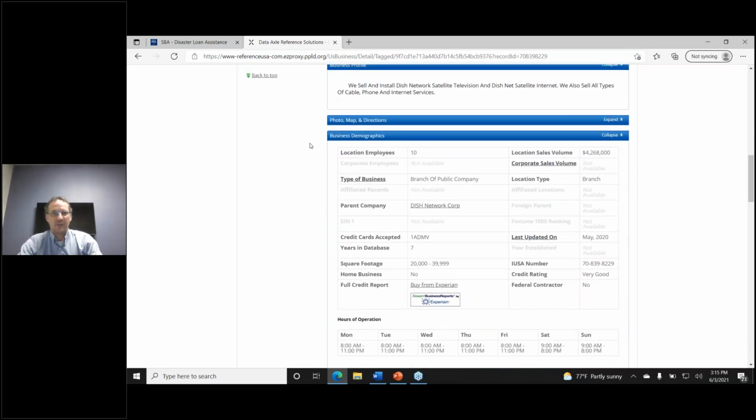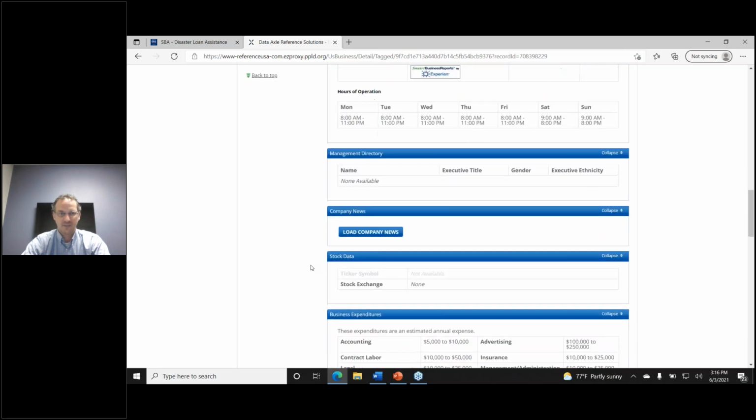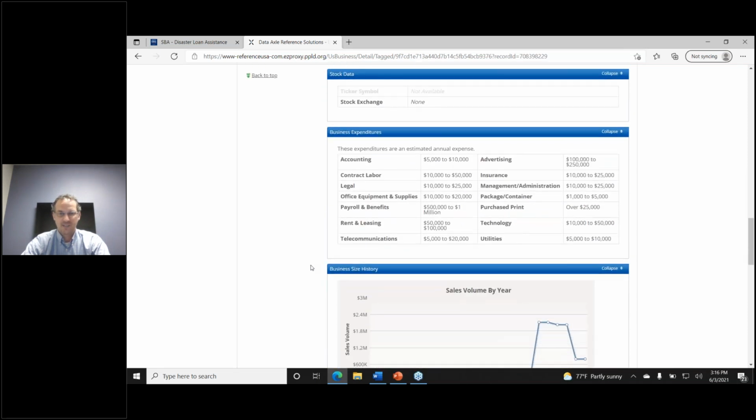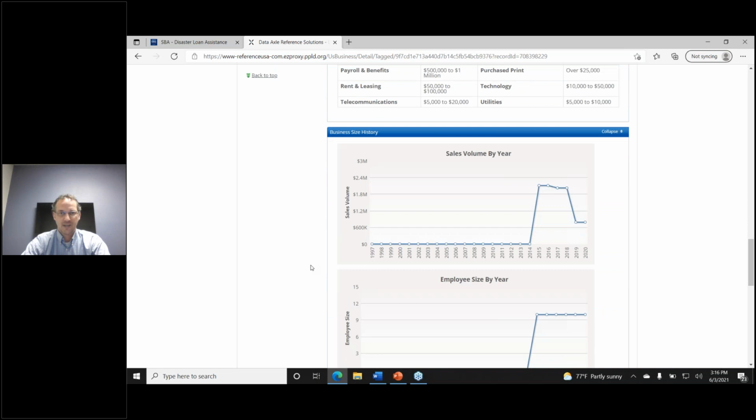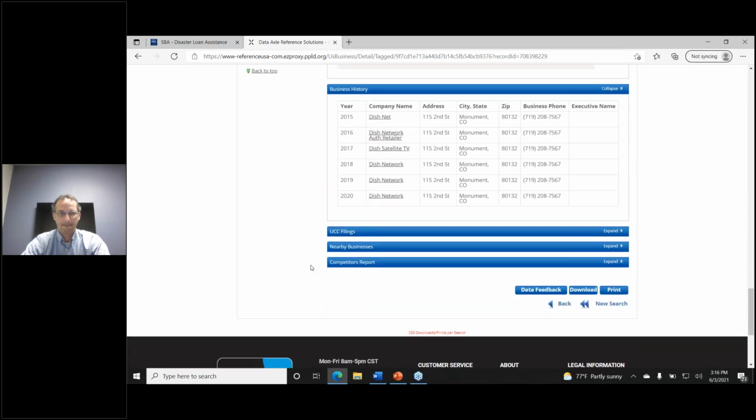You can find out the estimated number of employees that work there, the estimated sales volume that comes in to that organization, whether it's a branch or a public company. This is currently a branch. They accept American Express, Discover, MasterCard, Visa. This was last updated May of 2020. Been in the database for 7 years. Their office hours, estimated business expenditures, sales volume by year.